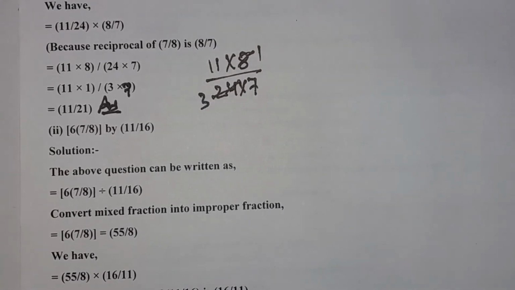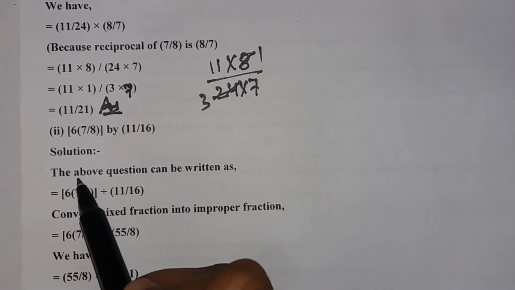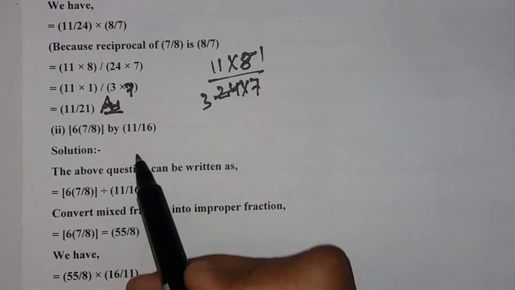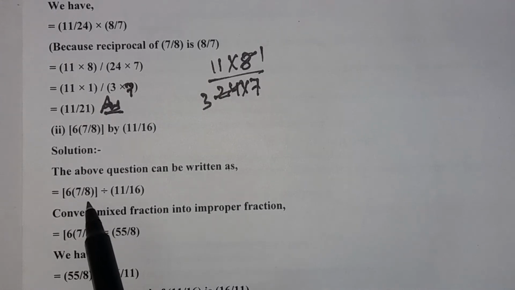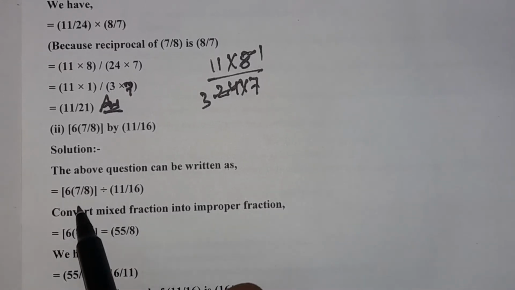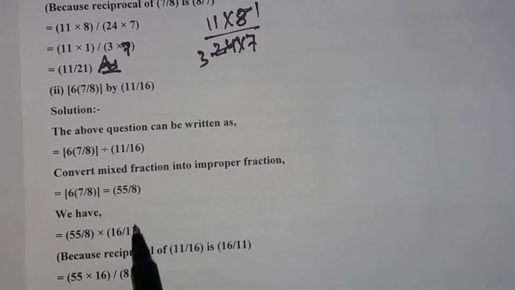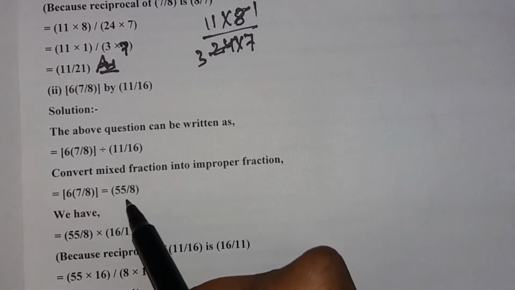See its second part, 6 whole 7 upon 8 divided by 11 upon 16. So solution, the above question can be written as 6 whole 7 upon 8 divided by, doing its reciprocal, 16 upon 11. Converting this mixed fraction into an improper fraction: 8 into 6 plus 7. So 8 into 6 will be 48 and 48 plus 7 will be 55.